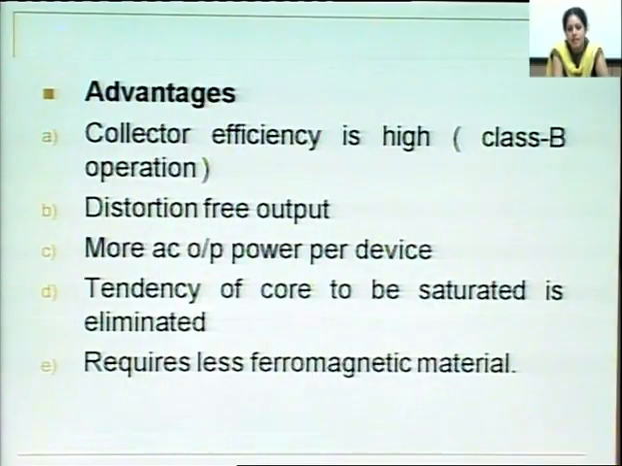As we have discussed, class B operation is considered in the case of the push-pull amplifier. So collector efficiency is high in the push-pull amplifier. It gives a distortion-free output, as the output has a linear relation with the input, so you have the least distortion. There is more AC output power per device. The tendency of the core to be saturated is eliminated, and it requires less ferromagnetic material.